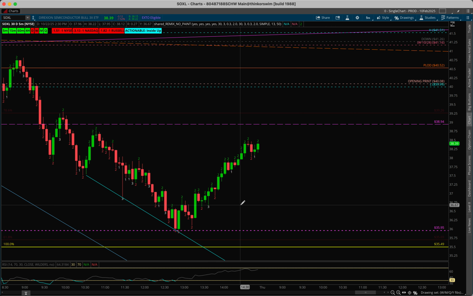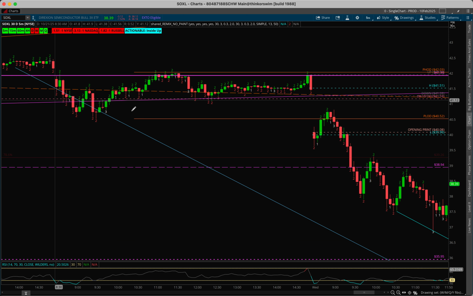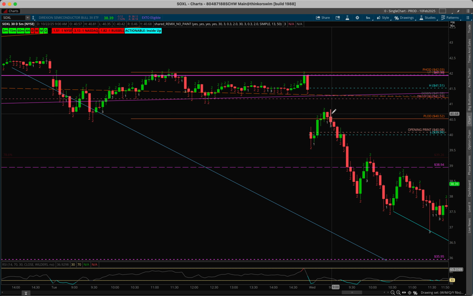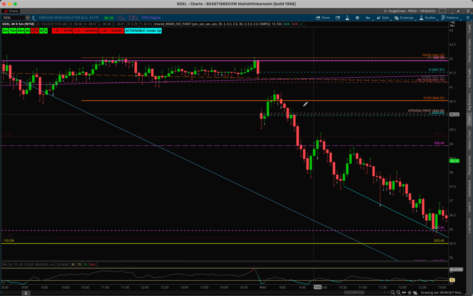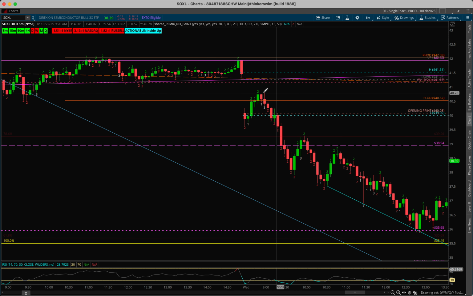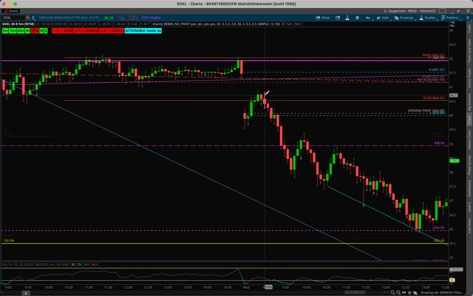All right, so anyways, we went ahead and entered puts here. We entered puts right here because although it was technically a higher high on the 5-minute time frame in relation to where the last high was on Friday, on Tuesday, yesterday, it was basically a lower high situation.